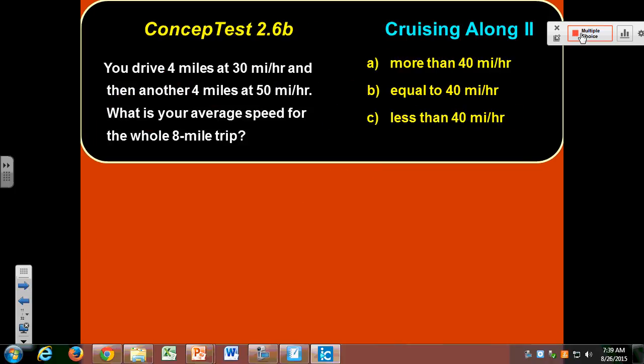You drive 4 miles at 30 miles an hour, then another 4 miles at 50 miles an hour. What is your average speed for the whole 8-mile trip? Is it more than 40 miles an hour, equal to 40, or less than 40 miles an hour? Think about the easy way that we did this problem before, and how would you apply it to this problem?